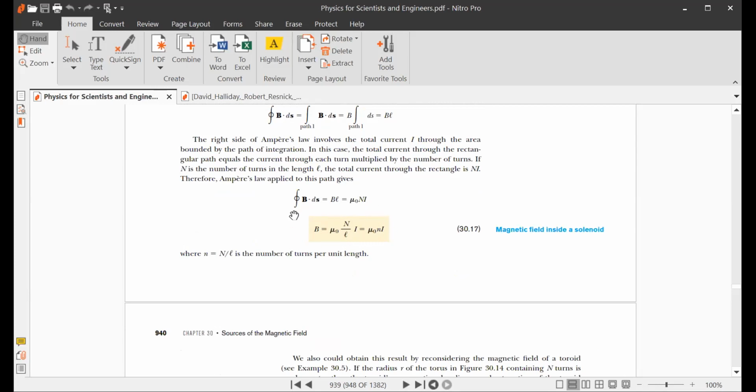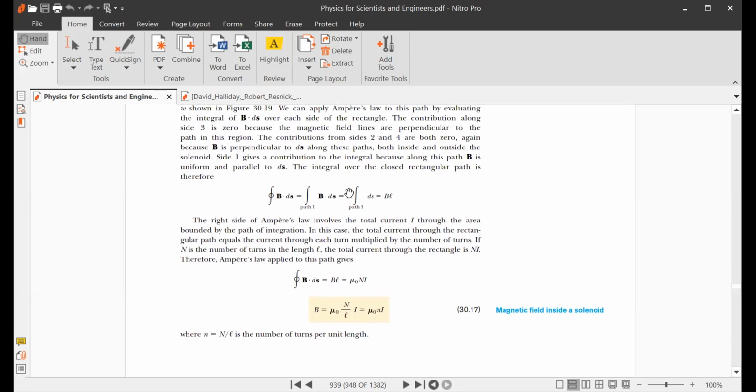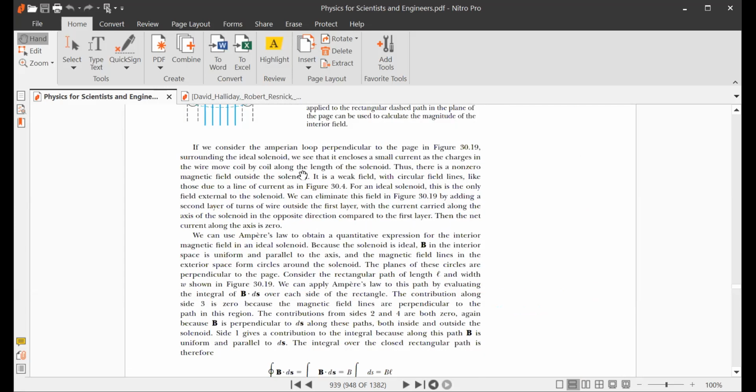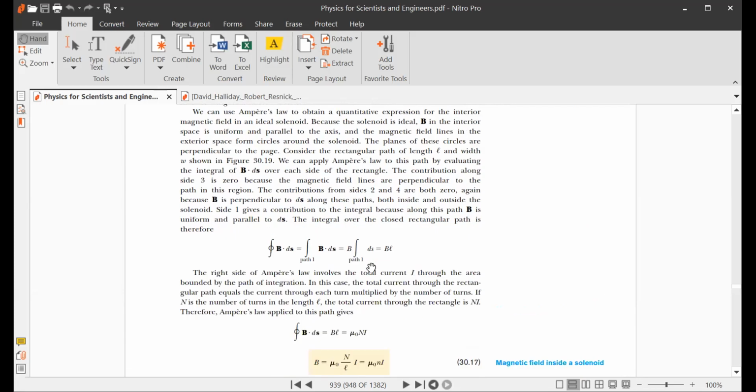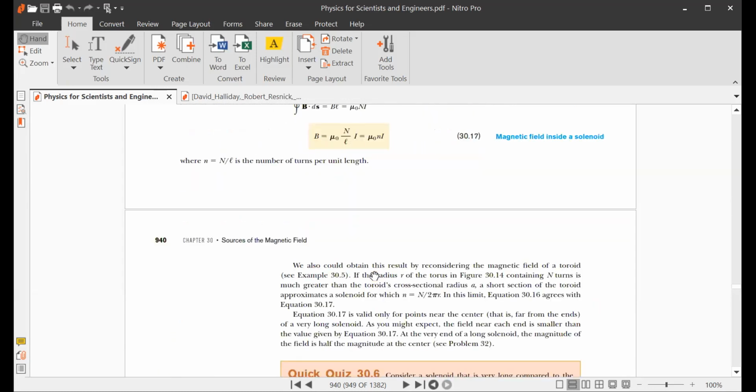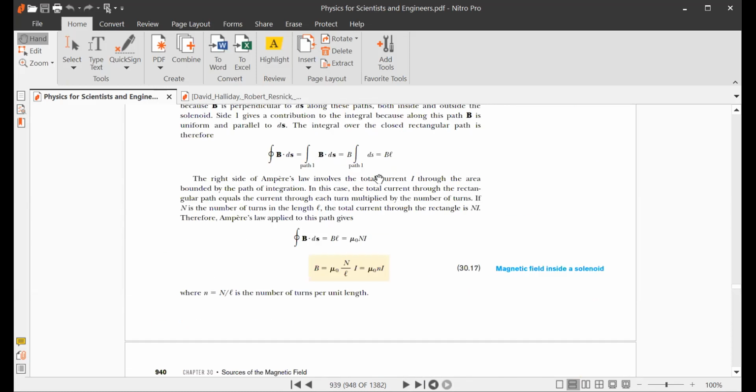So this is for the ideal solenoid. N over L, where N is the number of coils, and L is the length of the solenoid. Usually in an ideal solenoid we have the density, little n, the density of the wire.